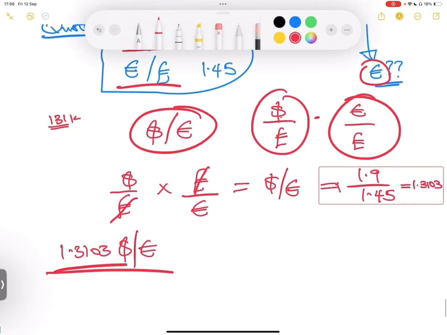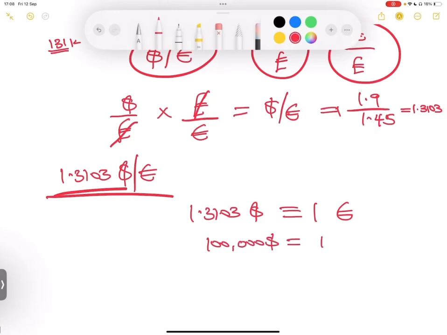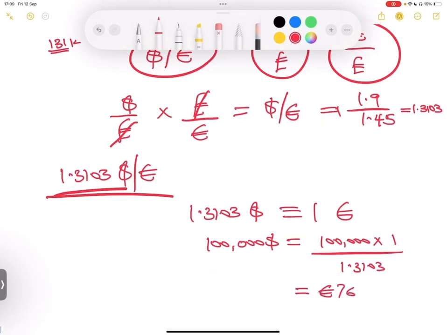use. But what does that mean? It means 1.3103 dollars is equivalent to 1 euro. But we are trying to convert $100,000. So that will be equal to 100,000 times 1 divided by 1.3103. It's actually 76,000 euro.